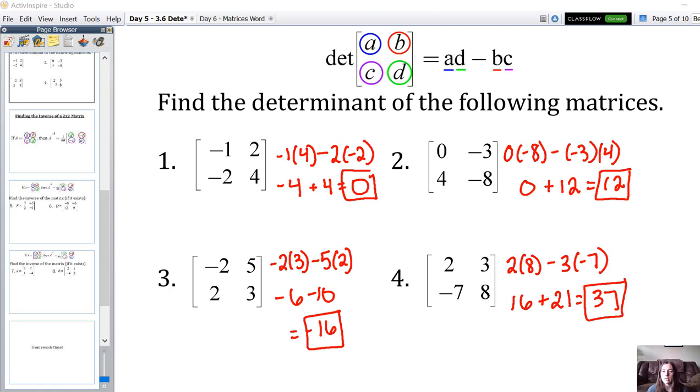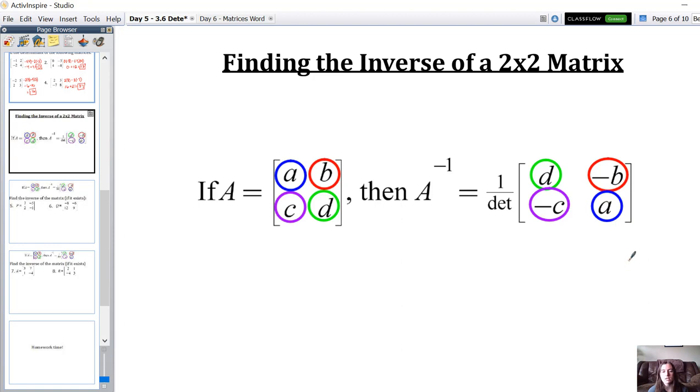Now that we can find a determinant, we're going to use that determinant to find the inverse of our matrix. And here's the formula for the inverse. We take 1 over the determinant, that's going to be a scalar in front of our matrix.